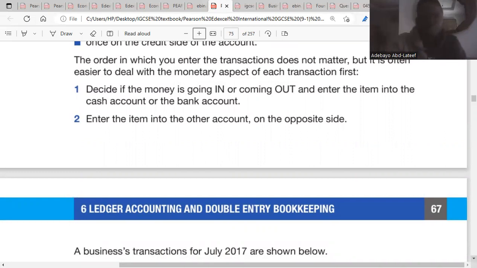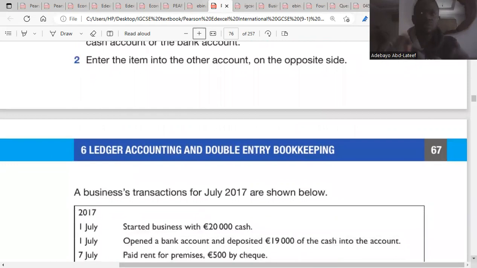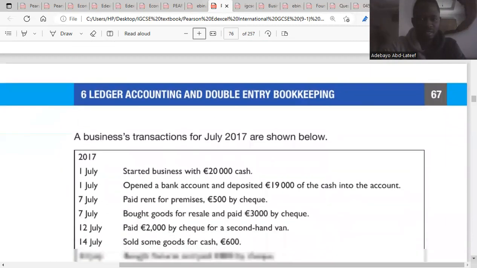So as soon as you have your transaction, you decide, is cash going out or coming in? If you have concluded in your mind that cash is coming in, then you debit. If you have concluded that cash is going out, you credit. I think it's clear. Enter the item into the other account on the opposite side. So because now you bought equipment with cash, that means cash is going out. So in your cash account, on the credit side, you credit it as equipment. That is what they are saying here. Cash will be there, but on the credit side, because you've used it to purchase equipment. Is it clear? Yes.